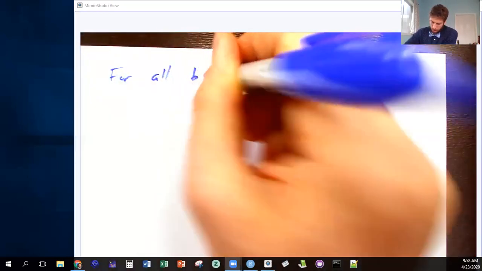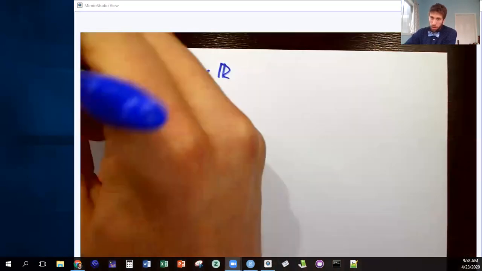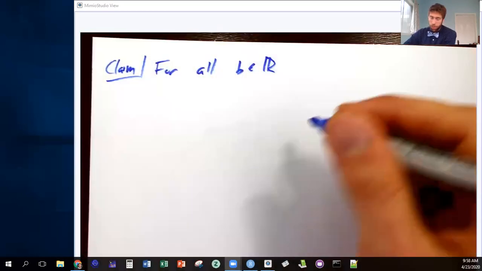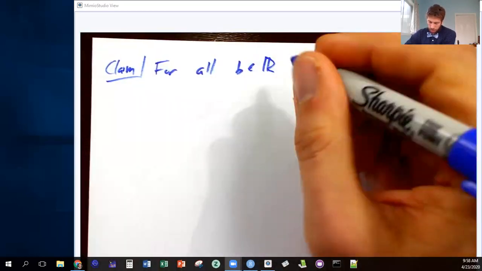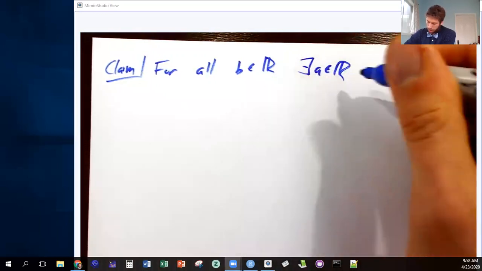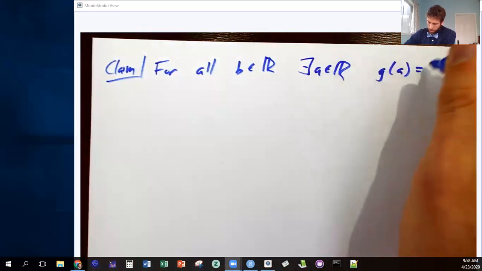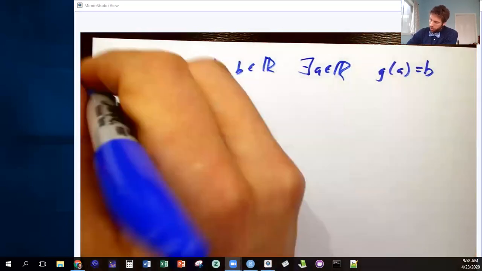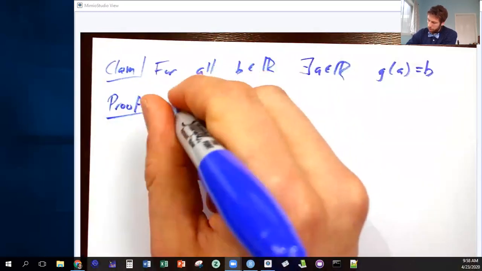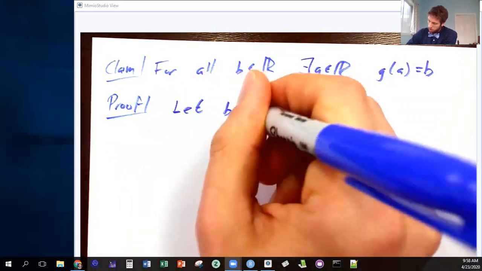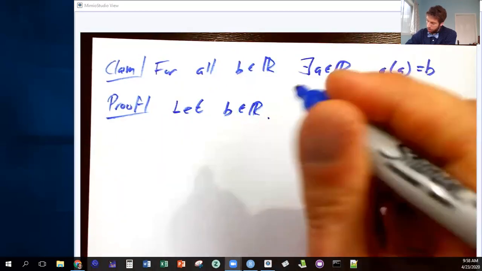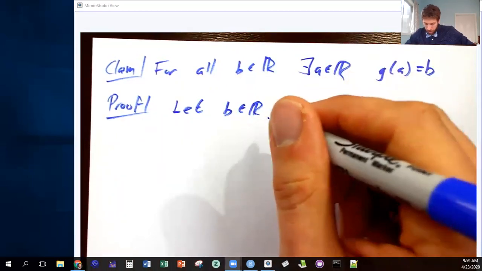in the real numbers, there exists, as a claim. It's always good to differentiate your claim from your proof. For all b in the real numbers, there exists an a in the real numbers such that g of a equals b. All right, proof. Let b be a real number. Okay, so we need to find a such that g of a equals b.